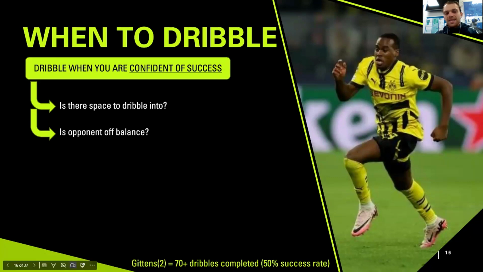If we're going to do a deep dive into Gittens, the Dortmund winger, who so far this season has completed over 70 dribbles with a 50% success rate. Now, that's pretty high. A 50% success rate with dribbling is a high success rate. When you choose to dribble, you have to understand that there is going to be a risk of losing possession of the ball. But that element of risk is going to be worth the reward. However, by considering these two things, is there space, is the opponent off balance, will increase your chance of success.